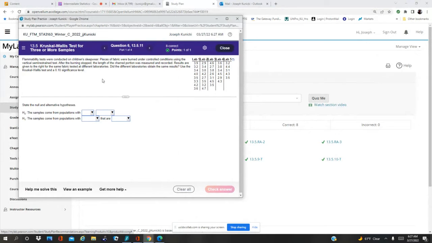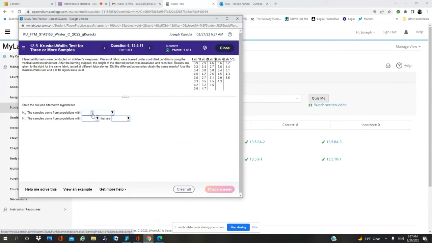Flammability tests were conducted on children's sleepwear. Pieces of fabric were burned under controlled conditions. After the burning stopped, the length of the charred portion was measured. Results are given to the right for the same fabric tested at different laboratories. So 5 different laboratories, and it's a 10% significance level using Kruskal-Wallis.